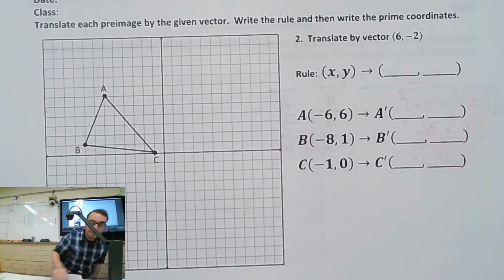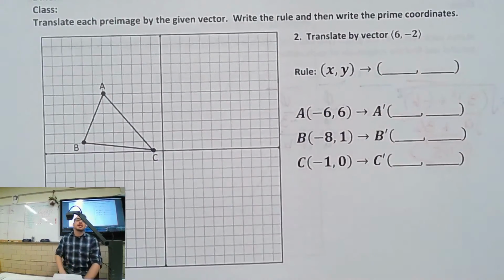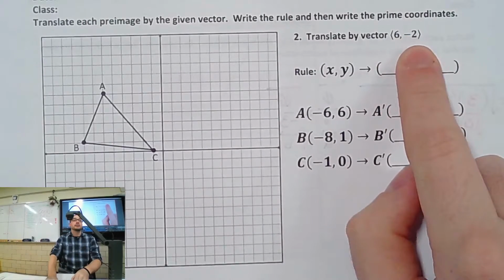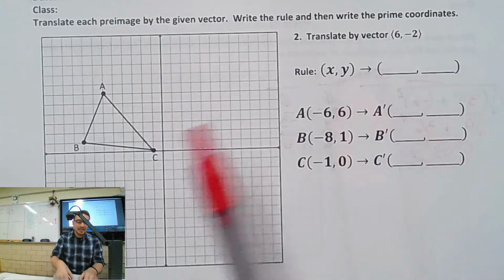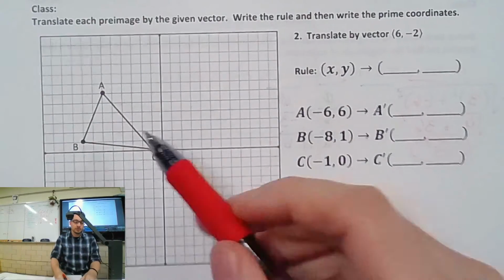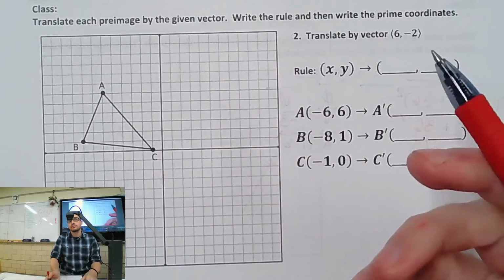So we're going to translate by vector 6, negative 2. What we're doing here is we're moving 6 to the right and 2 down, right? That's what that vector does. It's movement. Vectors are movement. So we're going to apply that to this image. And the way we do that is we go to all the vertices, and we go 6 to the right and 2 down. Okay, I remember learning that.